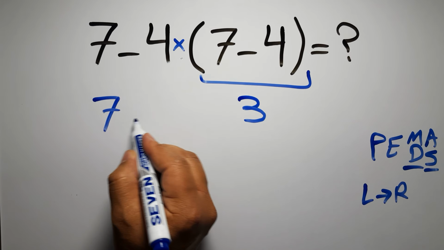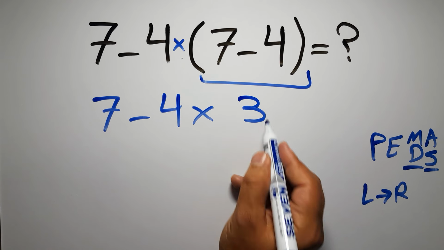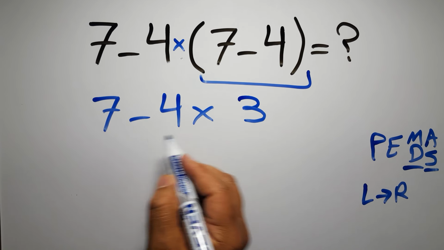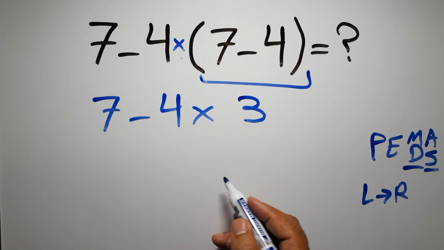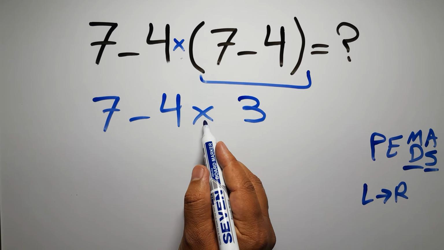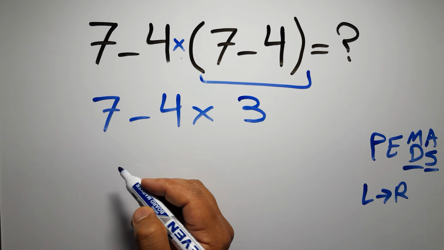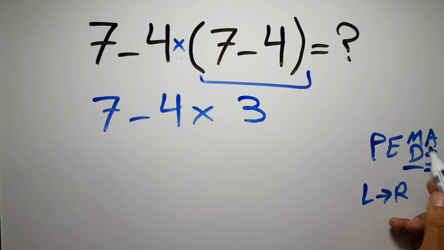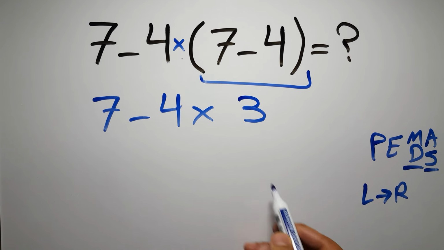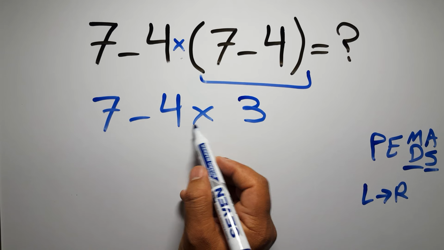So 7 minus 4 times 3. Now we have one subtraction and one multiplication. According to the PEMDAS, multiplication has higher priority than subtraction. Because in PEMDAS, multiplication comes before subtraction. So here first we have to do this multiplication.